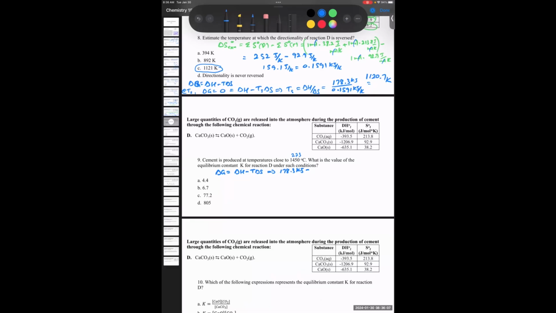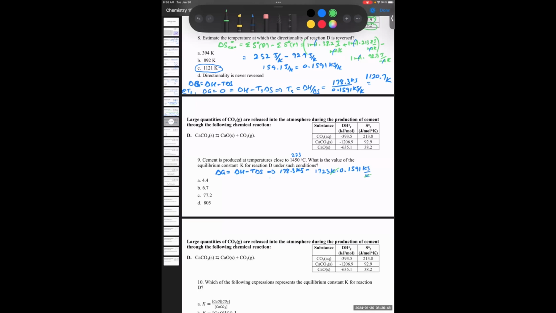That will give us 1617, I want to say 23 Kelvin. Okay, let's run with that. 23 Kelvin. And delta S we calculated to be 0.1591 kilojoules per Kelvin. Okay, so Kelvin cancels out. We have everything in kilojoules, so this is gonna be, all right, I need a calculator.